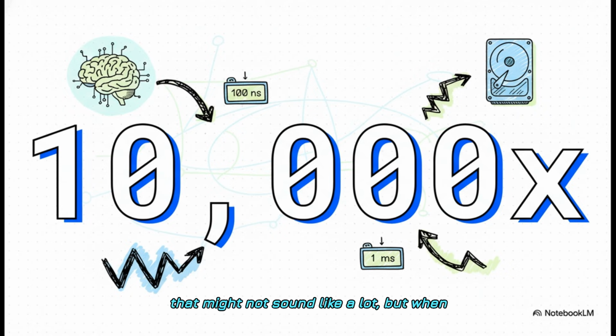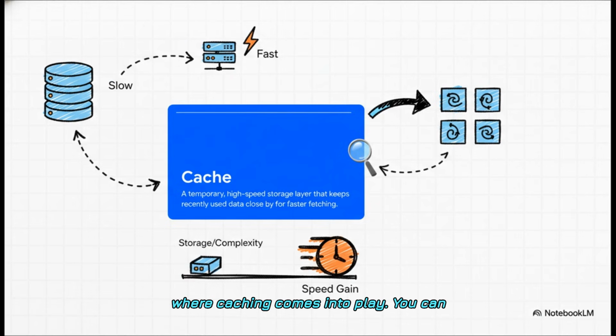Now that might not sound like a lot, but when your system is getting hammered with thousands of requests every second, that difference is absolutely massive. It's the whole ballgame. And this is exactly where caching comes into play. You can think of a cache as a small, super fast little pantry that you keep right next to your kitchen. Instead of running to the grocery store, that's your slow database, every single time you need something, you just grab it from the pantry.